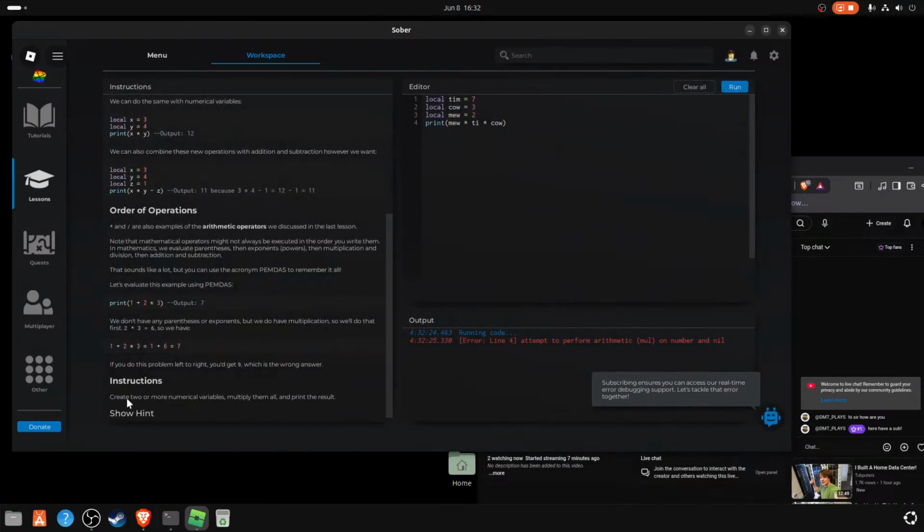Let's see if that is happy. No, we're going to get this right. Create 2 or more numerical variables. Multiply them all and print the result. Does it want me to multiply them up here?